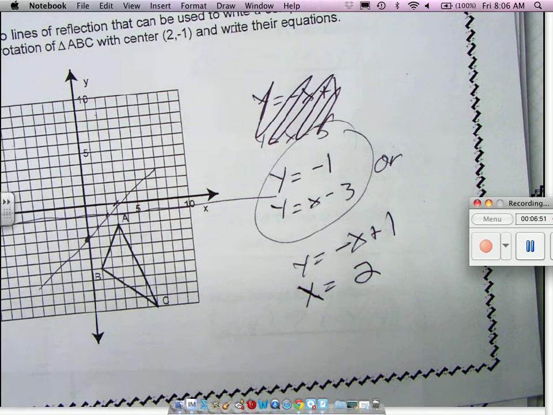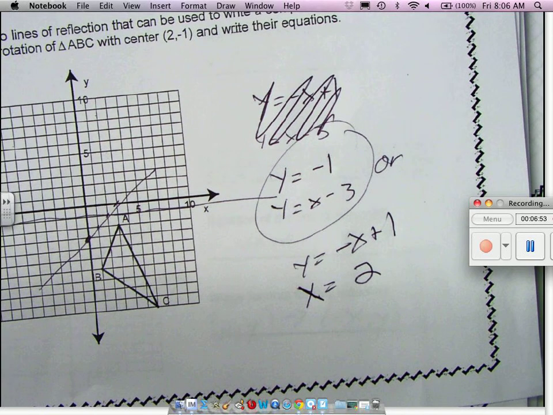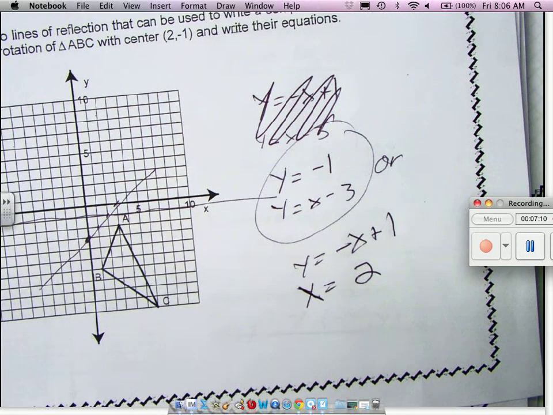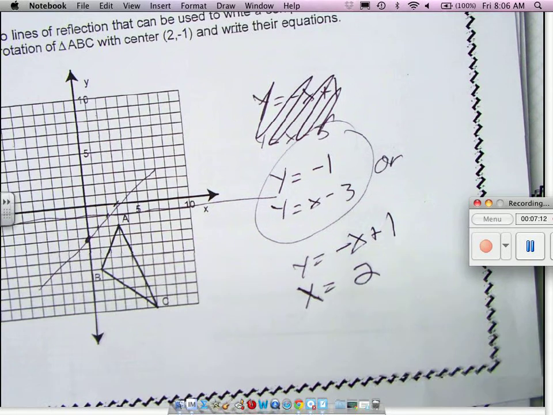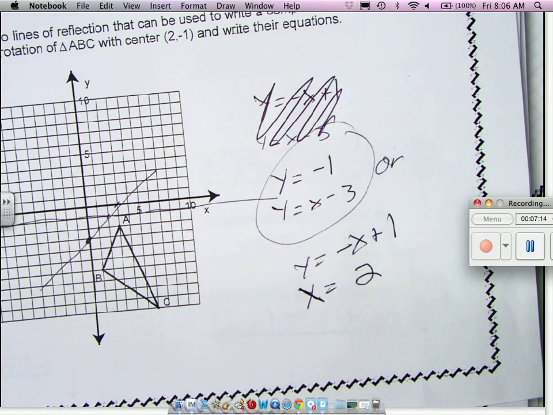The important thing about this: if you rotate 90 degrees, the two lines that are composite are 45 degrees apart. If you rotate 180 degrees, the two lines that you're reflecting over are 90 degrees apart. So whatever angle you rotate, the lines must be half that distance apart. Any questions on this before we go over the homework?